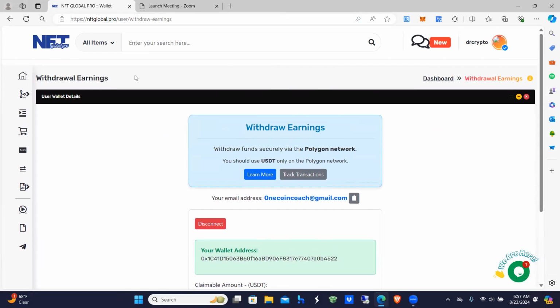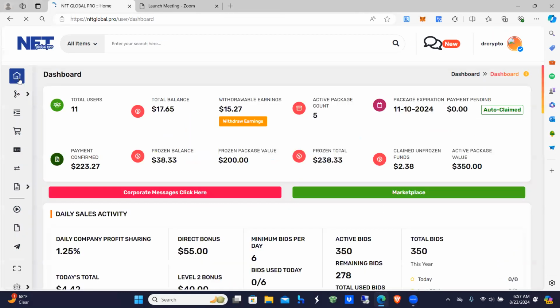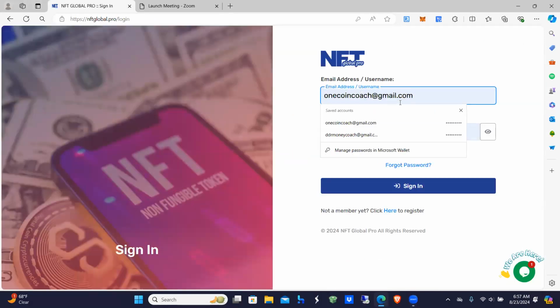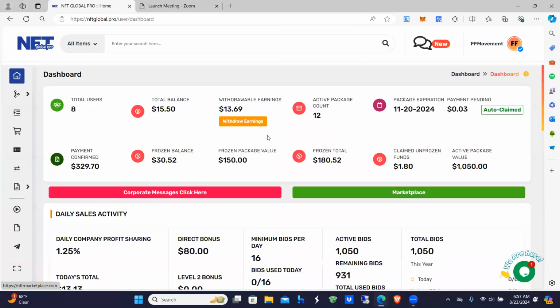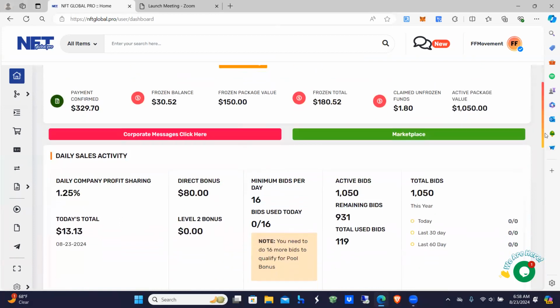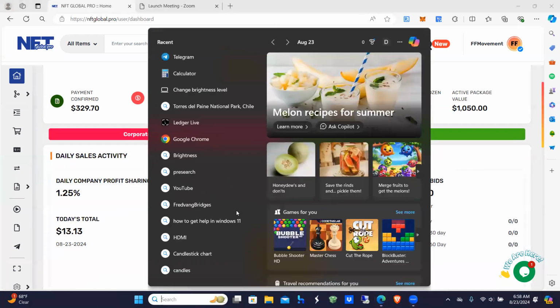All righty, let's go and update the NFT Global project. Here we go. Now, this account is at $4.42, so 442. And the secondary account is at 13.13 per day. So 440, 13, 13, we're at 17.50 a day now.